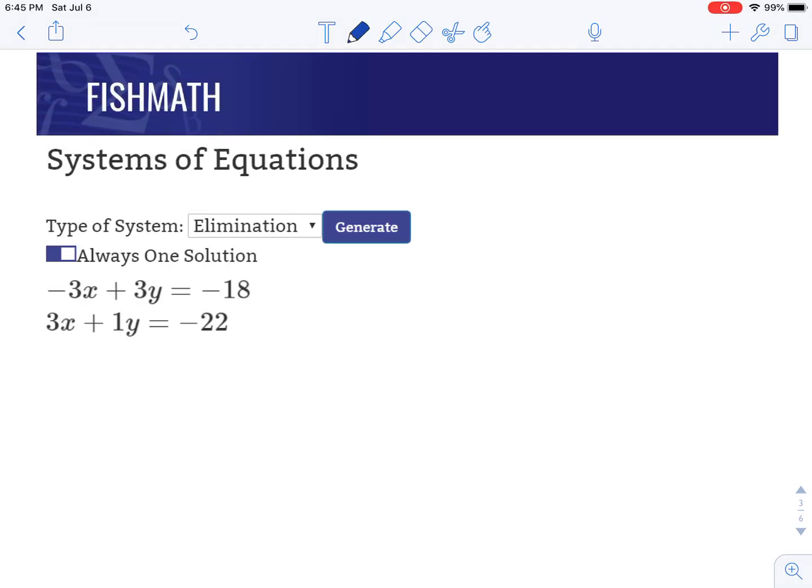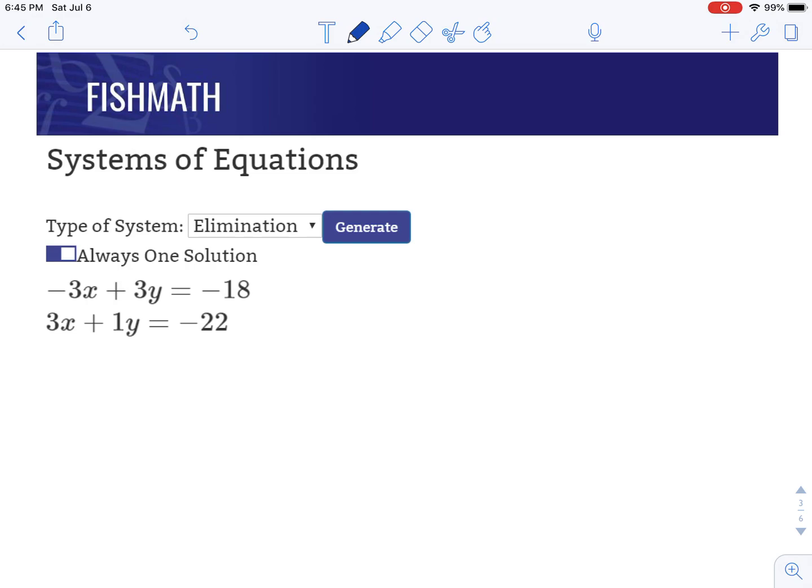Hi everyone. We're going to look at how to solve a system of linear equations using the elimination process. What that does is it eliminates one of our variables so that we can solve for the other variable. Because right now we've got x's and y's and we've got two equations. So it can be done, and elimination can be a pretty quick way to solve for one of the variables.